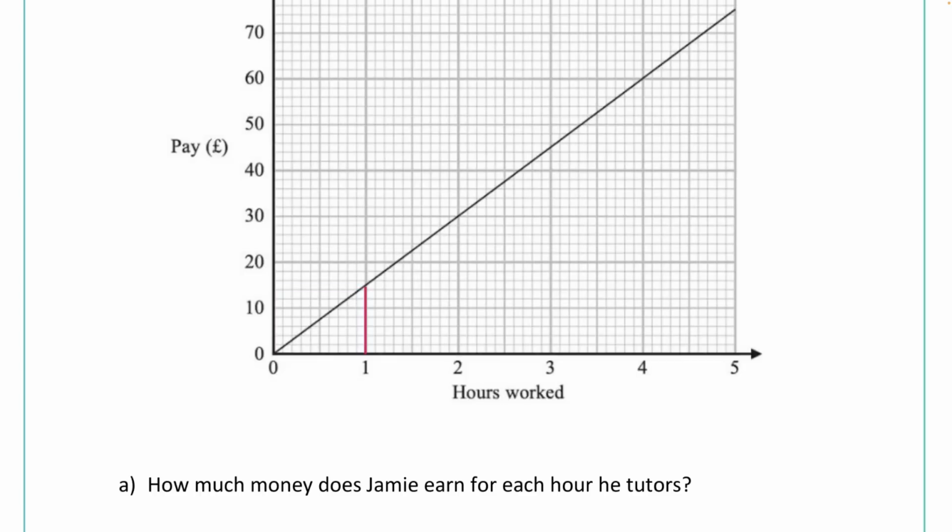Obviously you want to use a ruler and a pencil. Really carefully check that number. So for me, that lands perfectly in between 10 and 20, so that is £15. But if the number is difficult to read, you could always go up from a different number, say 2 hours, check that, which does land on a nice whole number, 30, and then we could divide that by 2.